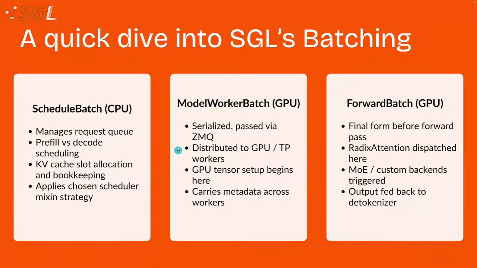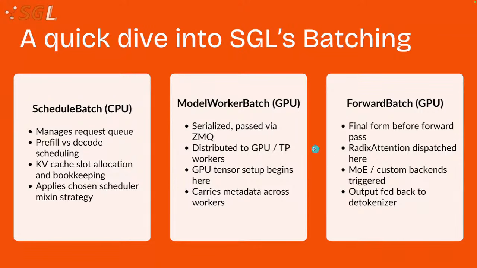Then on the actual model worker, the GPU process, we have these serialized messages that are distributed to your GPU tensor parallelism workers or your data parallelism workers, right? And you have to pre-allocate your memory, deal with metadata, maybe deal with kernel launch overhead, all these kinds of things that prepare the model to run as fast as possible when inference actually starts.